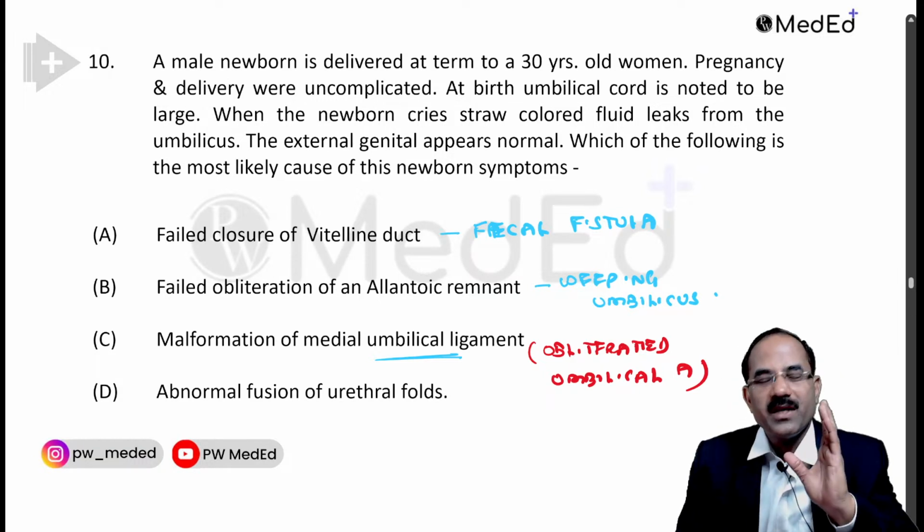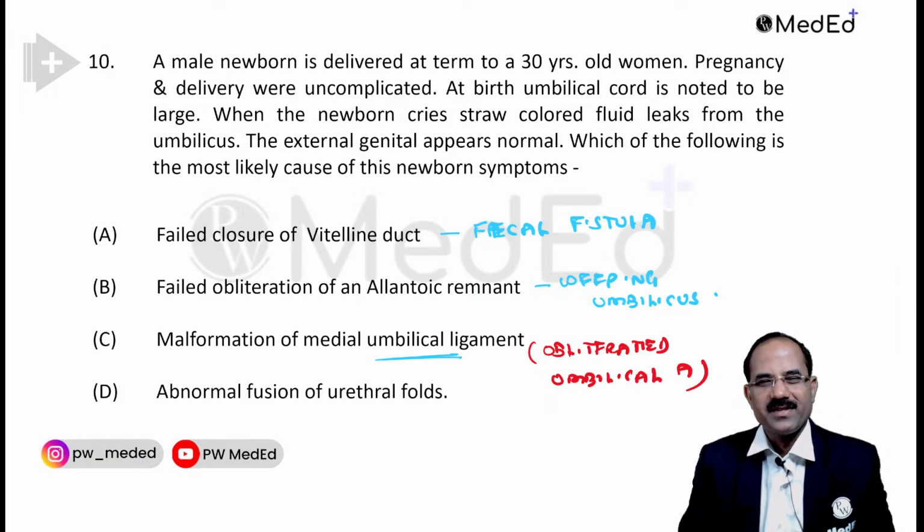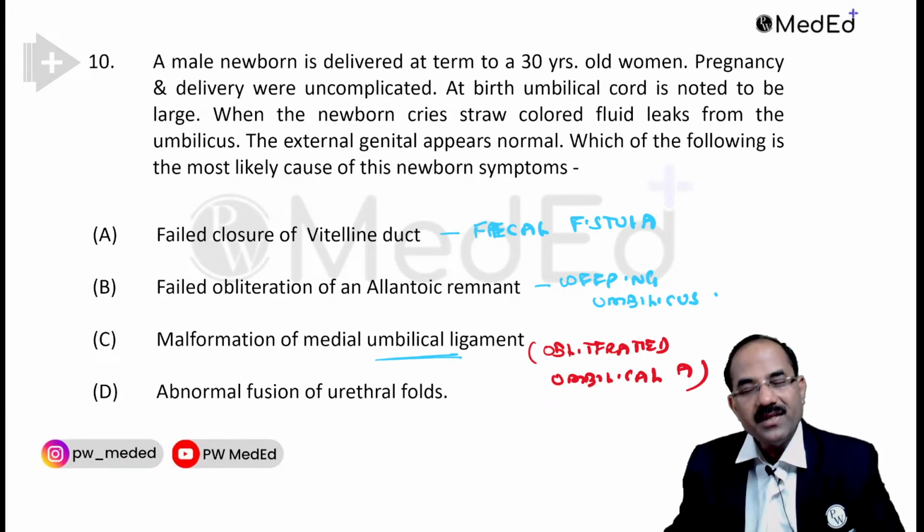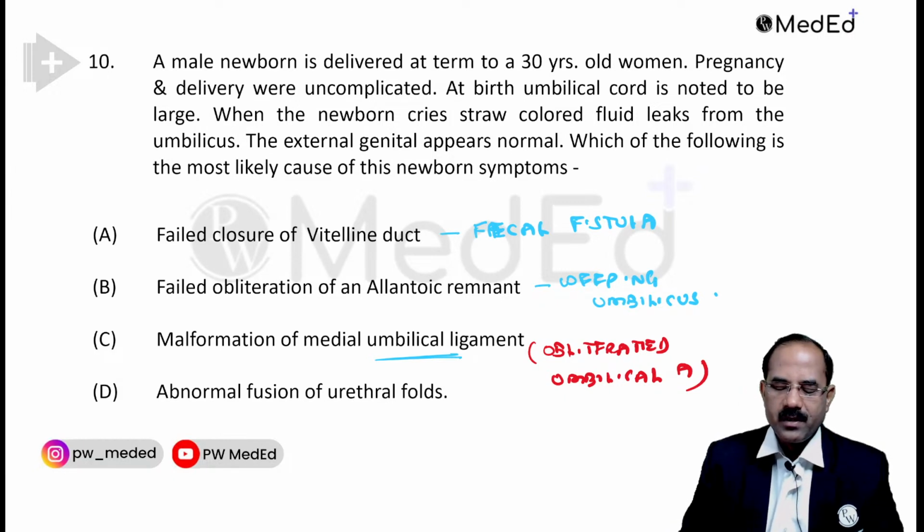Median what was it? The median umbilical ligament is the obliterated urachus. That's the obliterated urachus. The medial umbilical ligament is the obliterated umbilical artery.